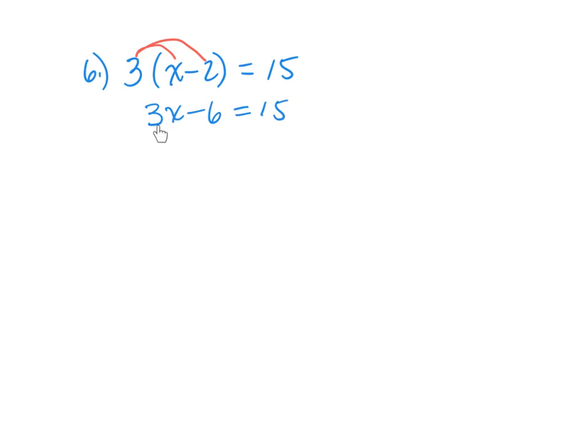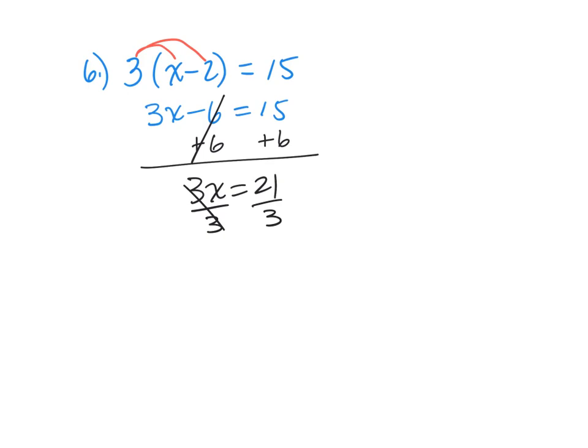X has been multiplied by 3, and then 6 has been taken away from that. So we want to undo that in reverse order. So the first thing we'll do is undo that subtraction of 6 by adding 6 to both sides. And when we do, the 6's cancel, and we get 3x is equal to 21. Now we see that x is being multiplied by 3, so the inverse of multiplying by 3 would be to divide by 3. And when we do that, we get x is equal to 7.